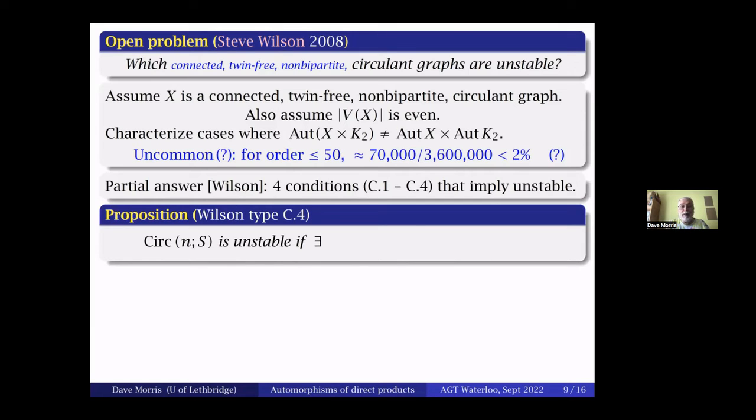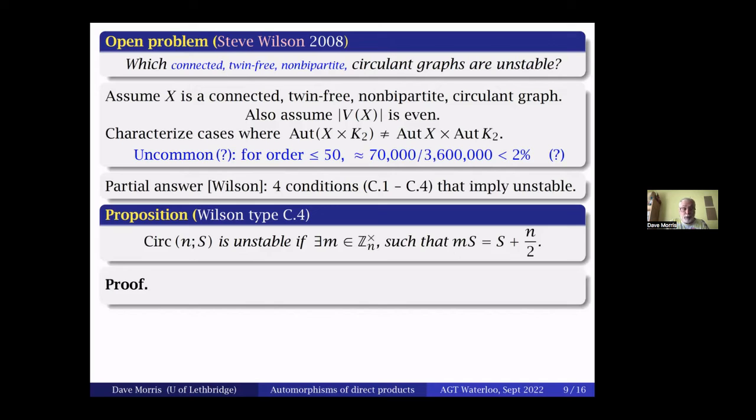And as if there's some unit m in the group of integers mod n, such that when you take m times the connection set, it's just the original. So you take m times the generators, m times the things in the connection set, that will be just S except it's translated by n over 2. That's a sufficient condition. In fact, the proof is saying that the circulant graph is unstable means that we should be able to find a twofold automorphism.